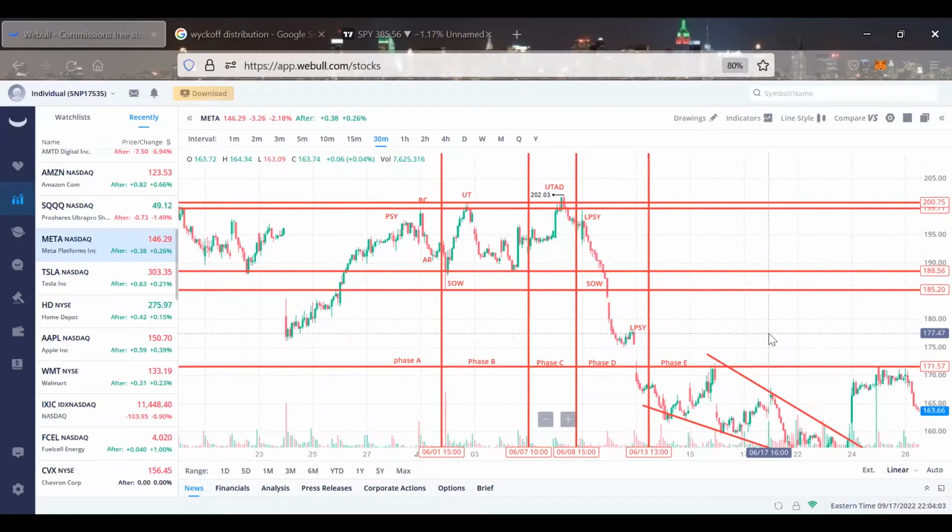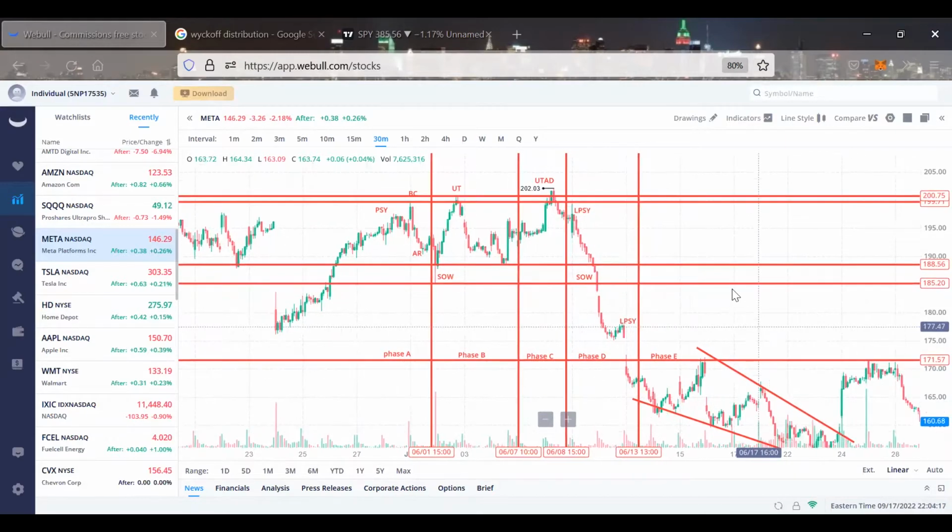Last video, I went over the accumulation and the Wyckoff of the accumulation. So today we're going to go over the opposite, which is the distribution of the Wyckoff and its phases. Obviously, everything here is labeled.